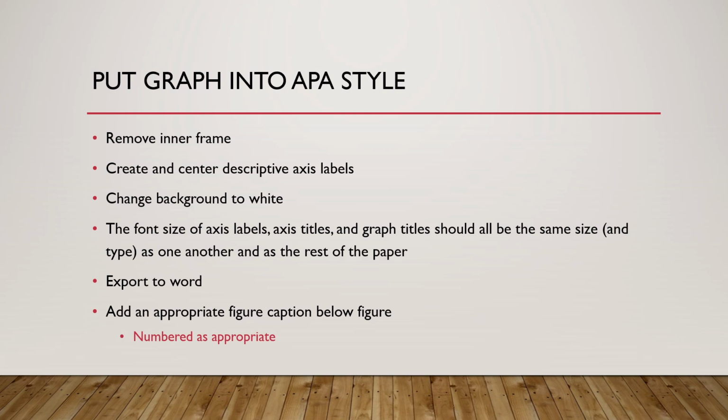You want to affect the font size for all of the axis labels, the titles, the graph title itself. All of these should be consistent, and usually it's going to be the same text as the rest of the paper. So Times New Roman 12 point. You then can click to export it to Word, and you're going to add a figure caption to it. And we'll go over how those figure captions should be written and then numbered as appropriate later when we're going over all the details of APA style with graphs and figures.